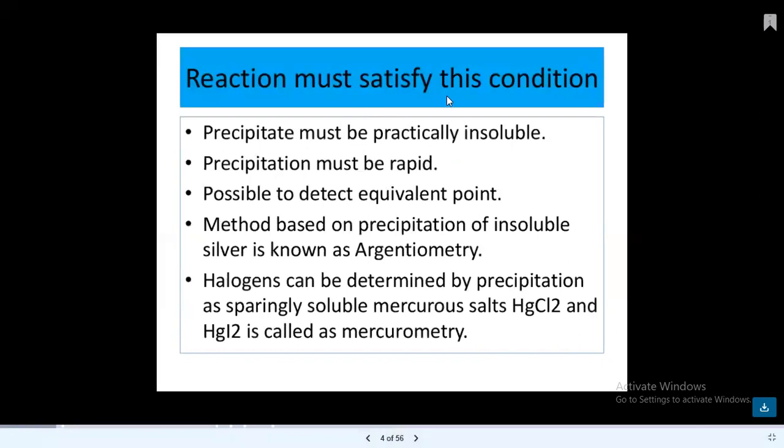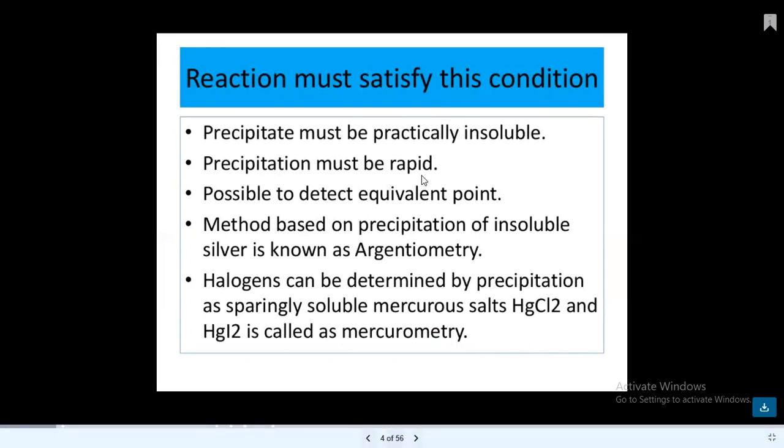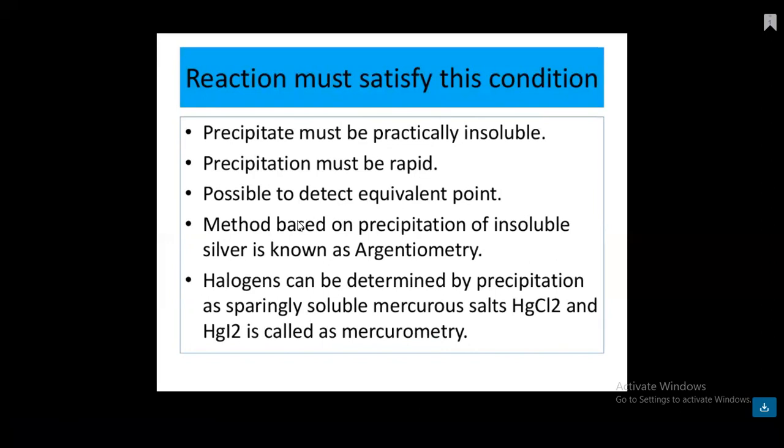Okay, the reaction must satisfy these conditions. The precipitate must be practically insoluble. If it is soluble, then we can't find the end point. The precipitation must be rapid; a rapid reaction is required. And it must be possible to detect the equivalence point with the help of a suitable indicator.